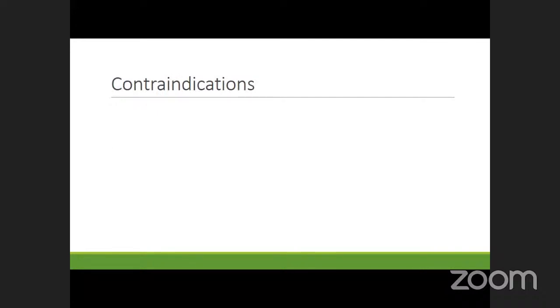What are contraindications to inserting an LMA or a supraglottic device? Okay, I heard secretions. I think I heard trauma. What else did I hear?